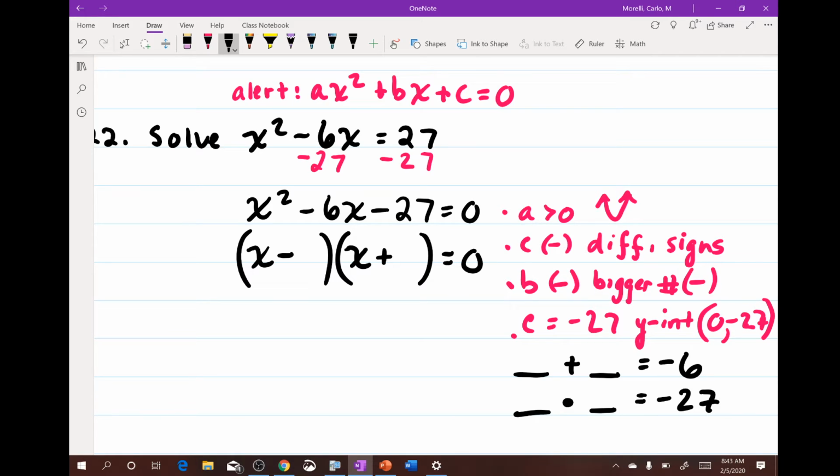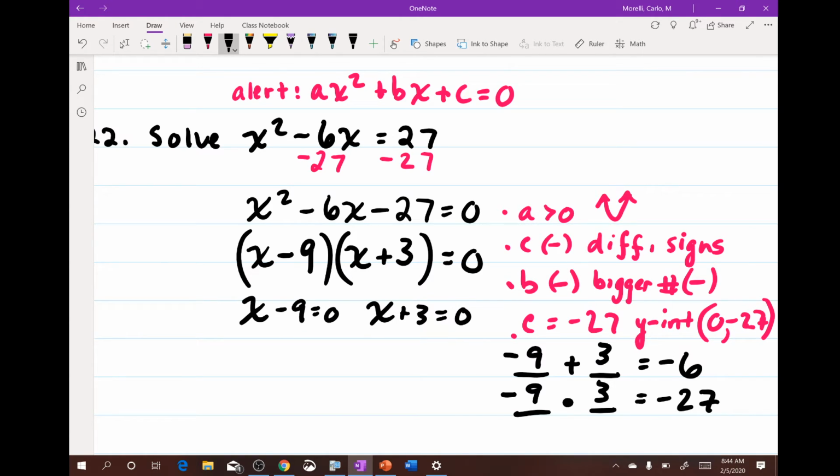Negative 9 and positive 3. Is the bigger number the negative number? So we put a 9 here and a 3 here. Good job. Now set those equal to 0 and solve them.